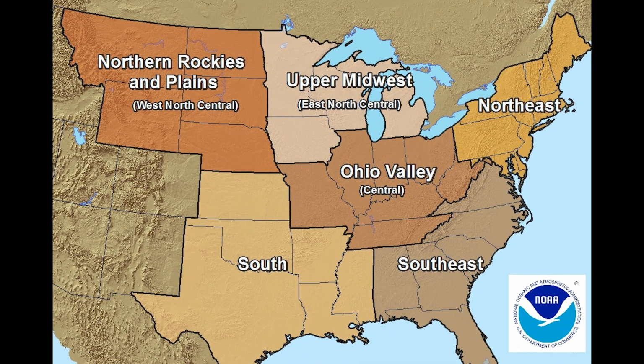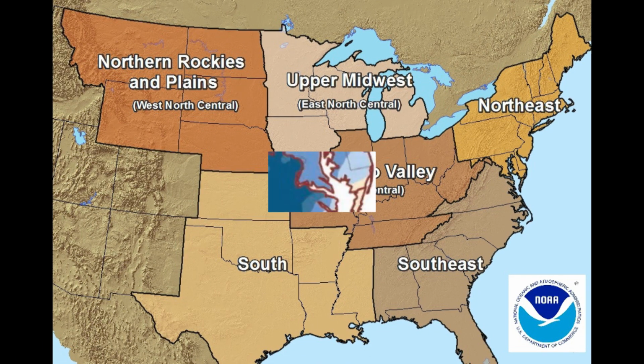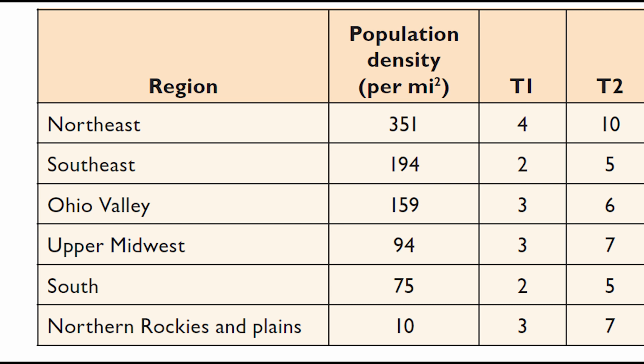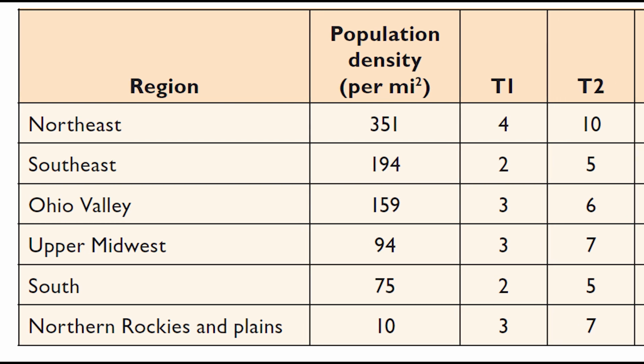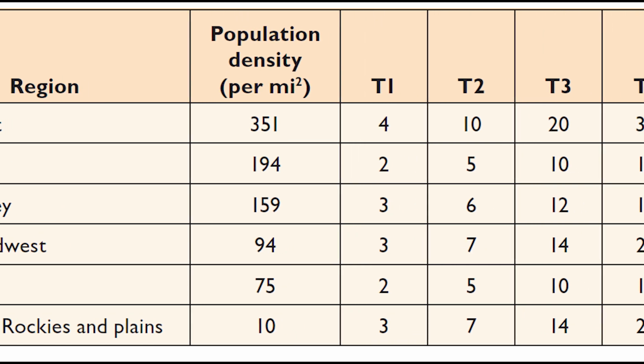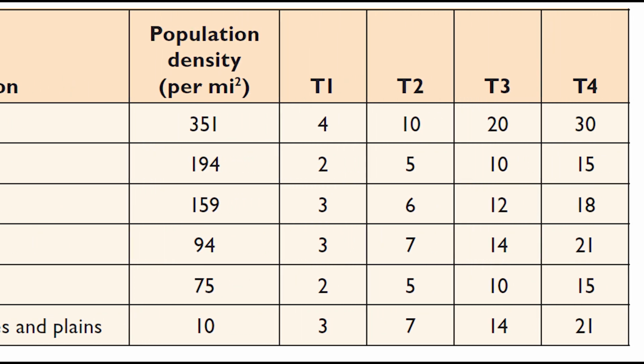These region-specific indices use different thresholds of snow simply because it takes less to disrupt the South than, for example, the Northeast. So while 2, 5, 10, and 15 inches are used as thresholds in the South and Southeast, 4, 10, 20, and 30 inches are used in the Northeast.